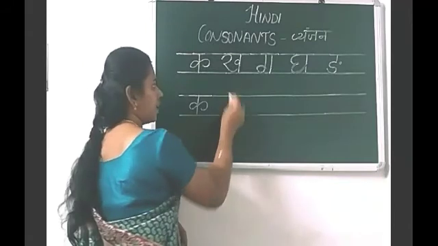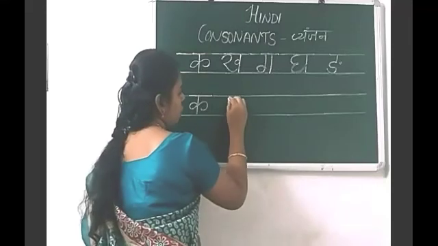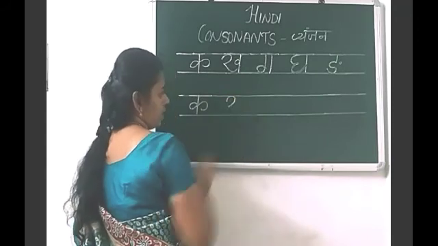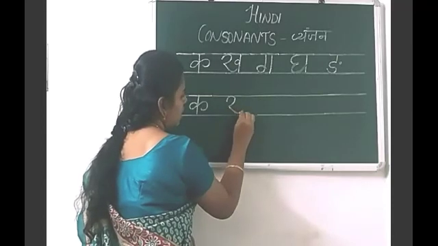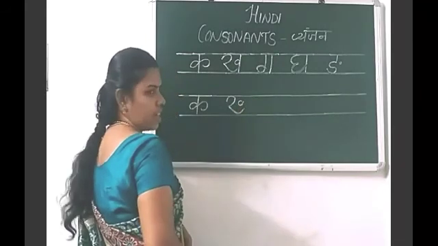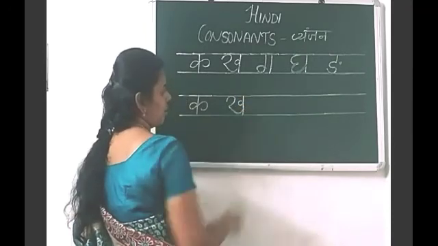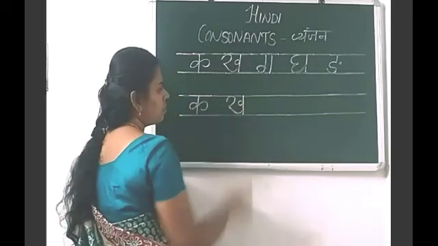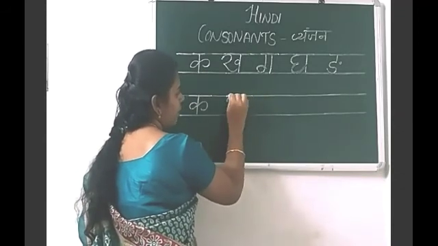Next letter, Ka. How do you write Ka? First you draw a semicircle, and curve fully downwards like this. Then draw a circle. Then connected to that, draw a standing line. Finally draw a sleeping line on the top.